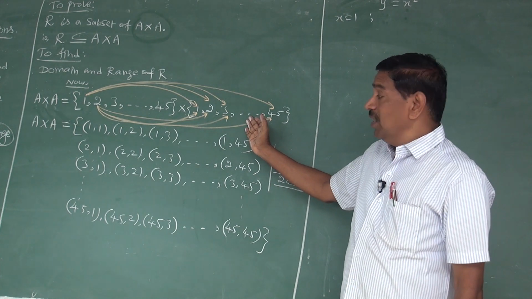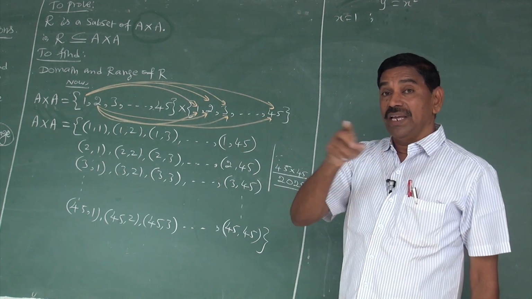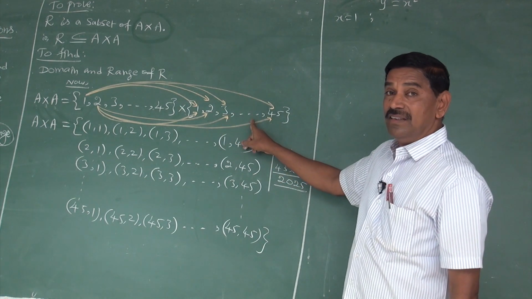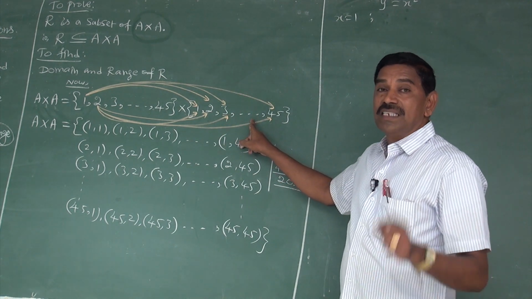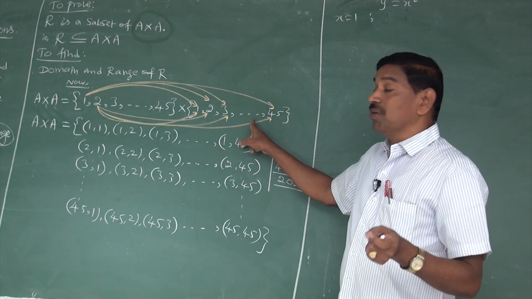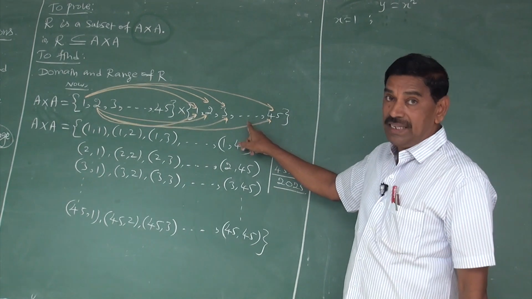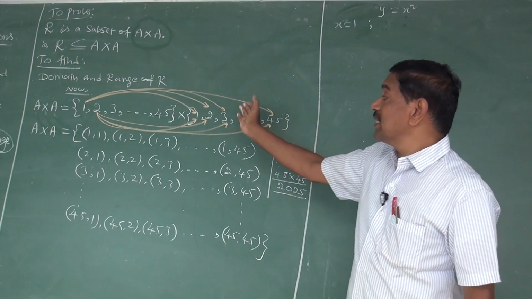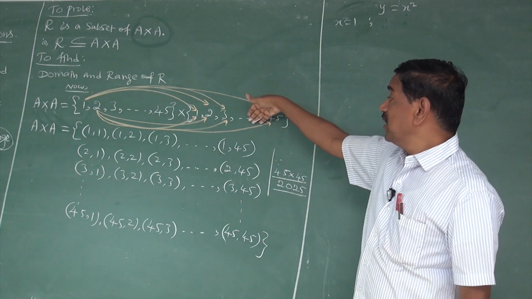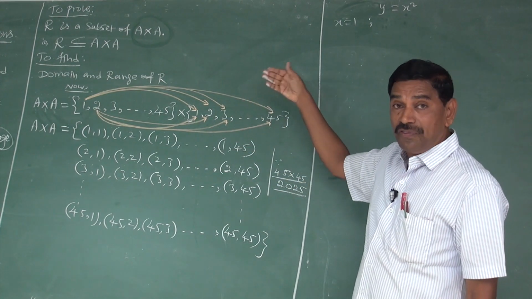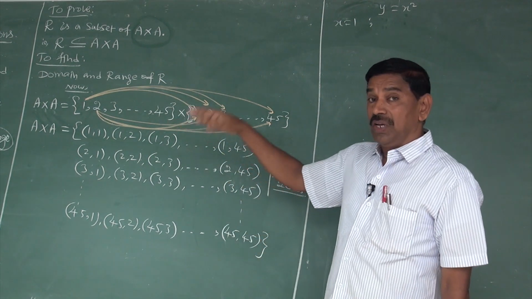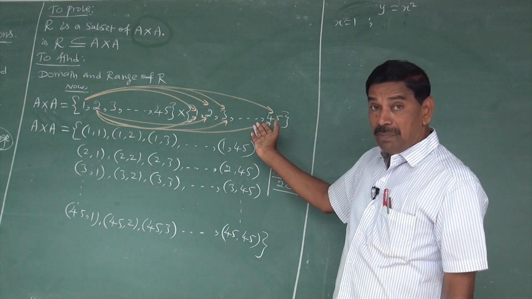Good. No. See, 7 square is equal to 49, but 49 does not belong to the given set. So we can't use 7 square equal to 49. We can't take x equal to 7 because 49 does not belong to the given set A. Because here the relation is from A to A. So that is why 49 does not belong to the given set. Therefore 7 square equal to 49 is not possible. Okay, similarly, very good, 8 square equal to 64. 64 does not belong to the set.